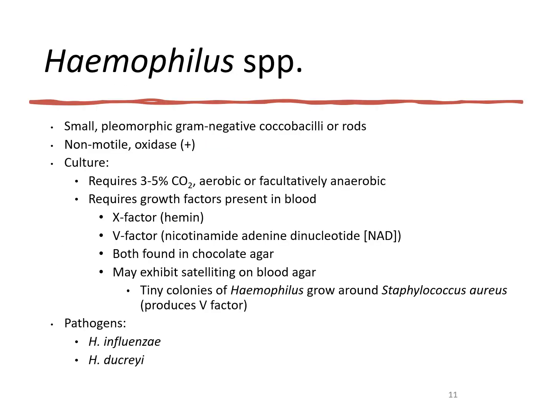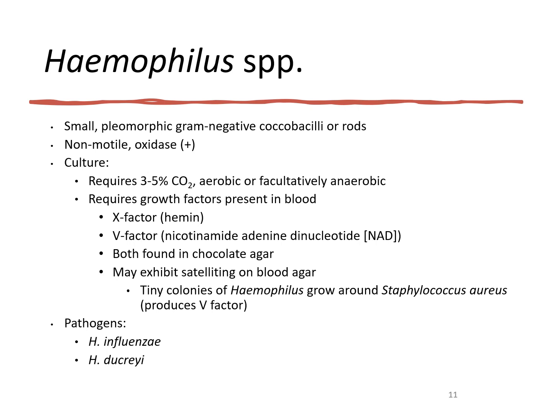Haemophilus species are small pleomorphic gram-negative coccobacilli. They are non-motile and oxidase positive. They are aerobic or facultatively anaerobic, and they require growth factors that can be found in blood, which include the X factor, or hemin factor, and the V factor, which is NAD. And so these particular factors are found in chocolate agar.